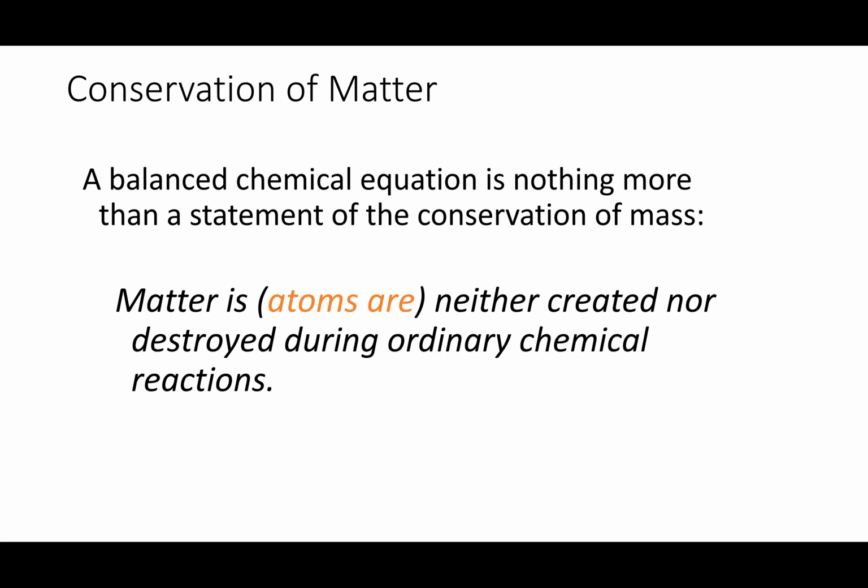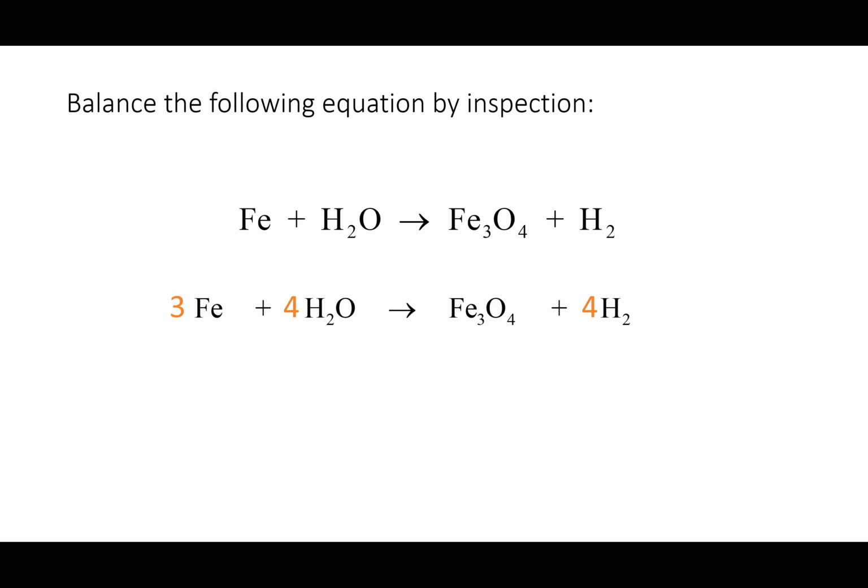Conservation of matter says that matter cannot be created or destroyed in ordinary chemical reactions. We count on that. This is the one we did in notes: if you have 3 Fe, 4 H2O, 1 Fe3O4, and 4 H2, then you have the same number of atoms of Fe, H, and O on both sides of the reaction arrow.